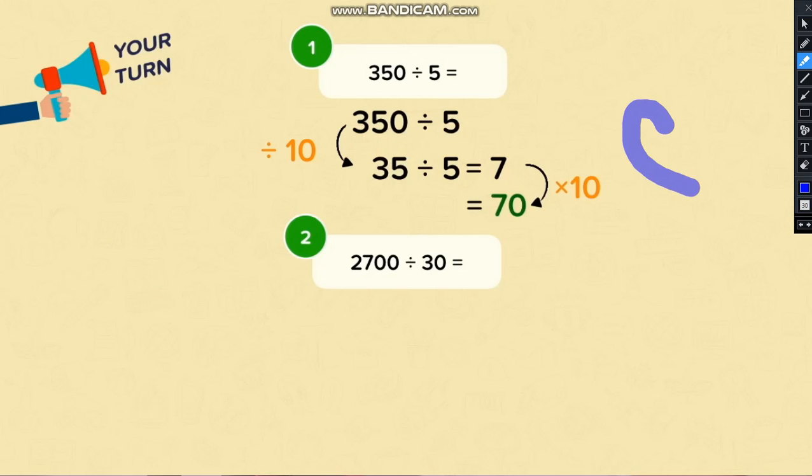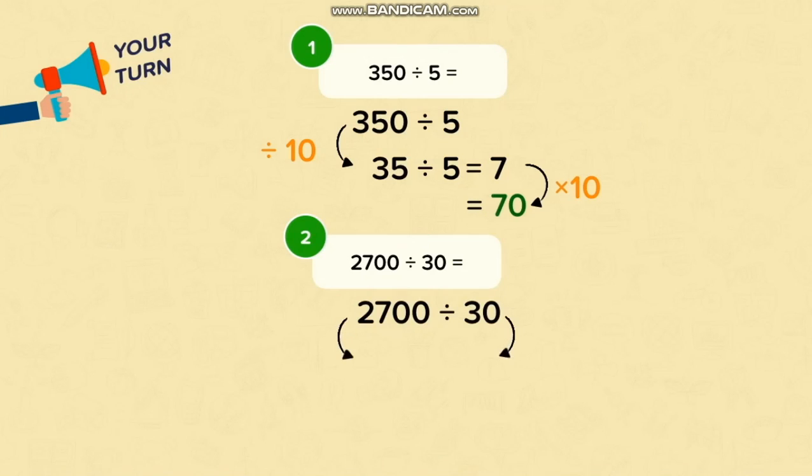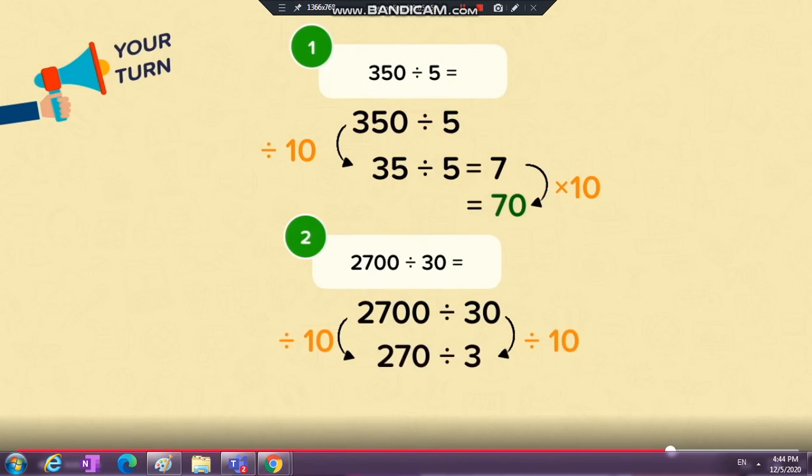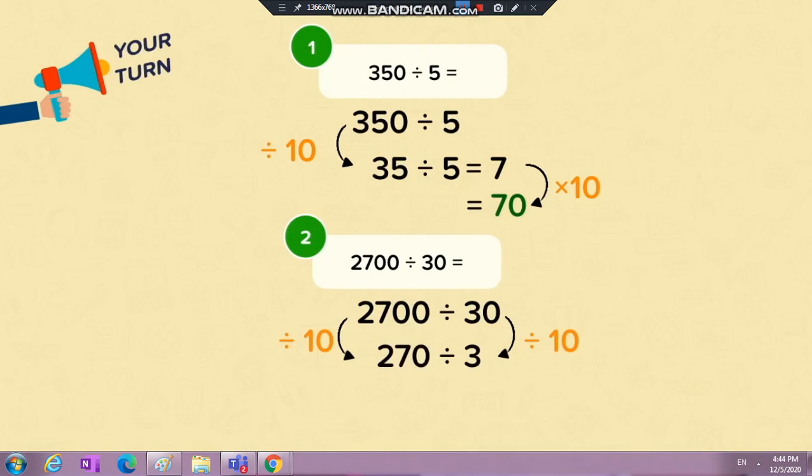For the second question, we can see that both the dividend and the divisor are multiples of 10, so you should have divided both by 10. So 2,700 divided by 30 becomes 270 divided by 3. Next, 270 is a multiple of 10, but 3 is not, so you should have divided 270 by 10 to get 27, and a new calculation of 27 divided by 3, which equals 9. Then, you needed to multiply the answer by 10.